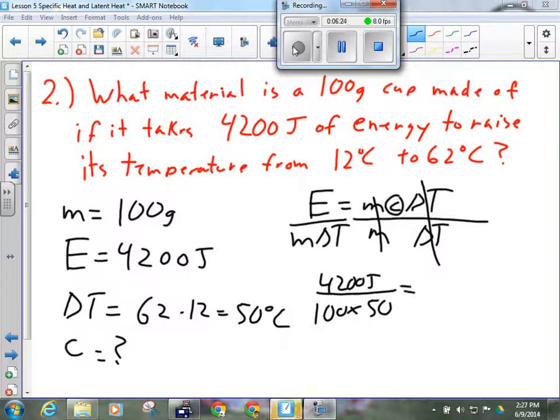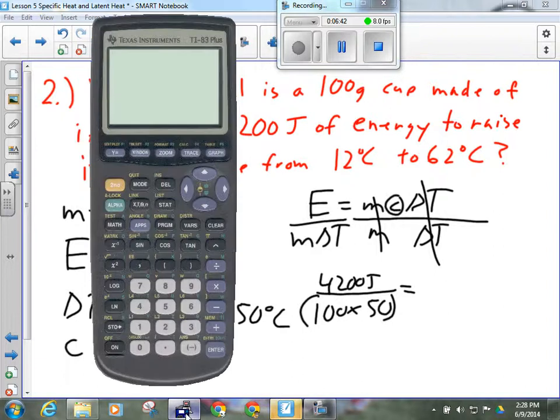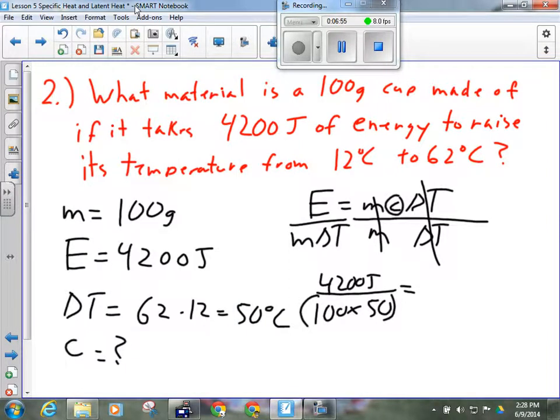One thing you have to be mindful of when you punch this into your calculator: the bottom does have to be done first. Otherwise your calculator will do 4,200 divided by 100 and then multiply that number by 50. You want to divide 4,200 by whatever 100 times 50 is. So our specific heat capacity is 0.84. If we look at that sheet that you guys got, 0.84 corresponds to glass.